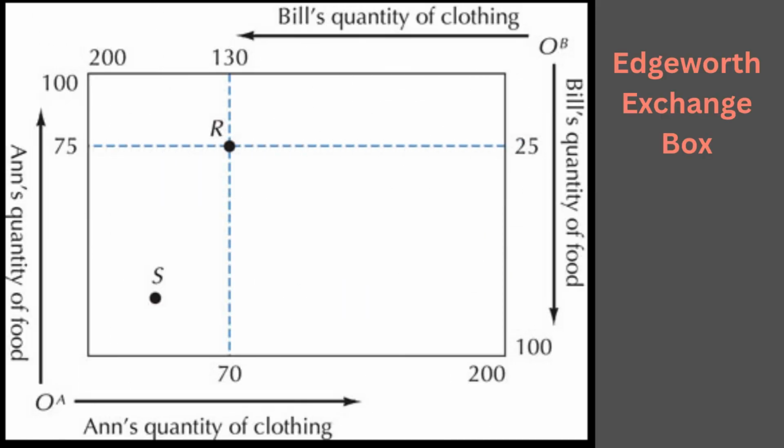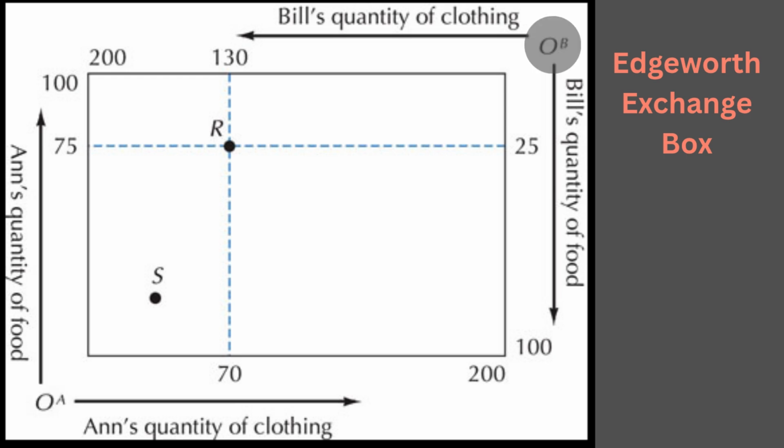To analyze this, we use a diagram called the Edgeworth Exchange Box. In this box, the height equals the total food available, 100 units, and the width equals total clothing, 200 units. The bottom left corner, labeled OA, is Anne's origin. Movement to the right or up means Anne is getting more clothing or food. The top right corner, labeled OB, is Burt's origin.